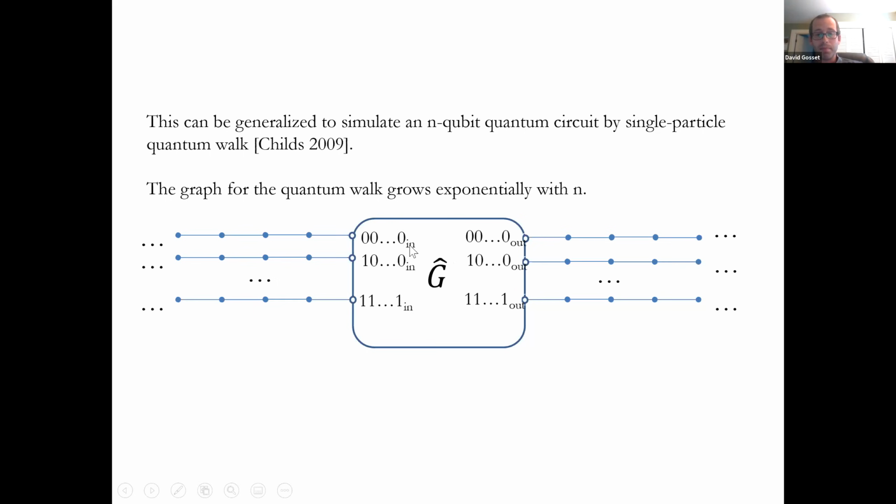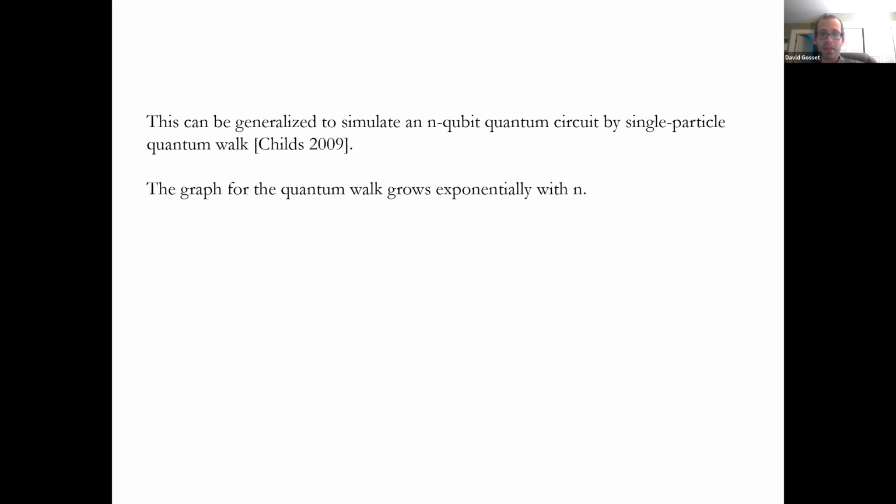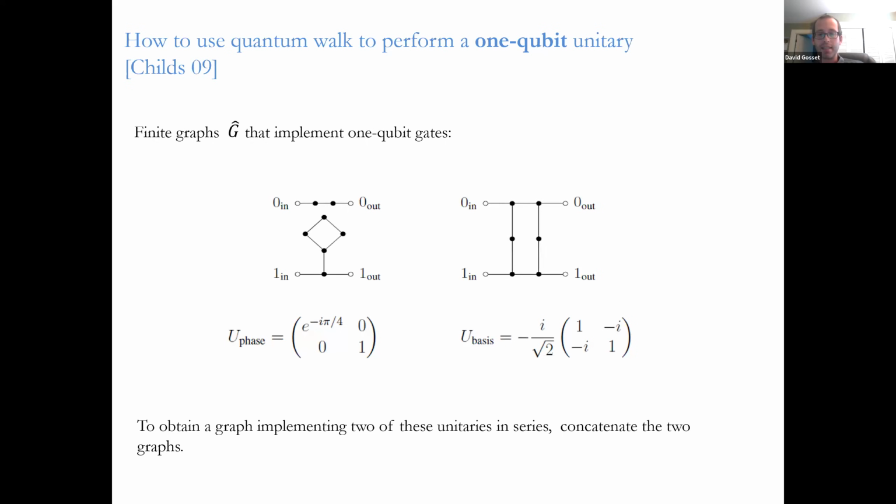And each of these input paths and each of these output paths corresponds to a basis vector in your n-qubit Hilbert space. And you want to design this graph G-hat so that its S matrix implements a given quantum circuit on n qubits. And that is what Child showed how to do. It might sound much more complicated, but it's not so much more complicated than these pictures. It's just that you also have to think about how to do a 2-qubit gate.